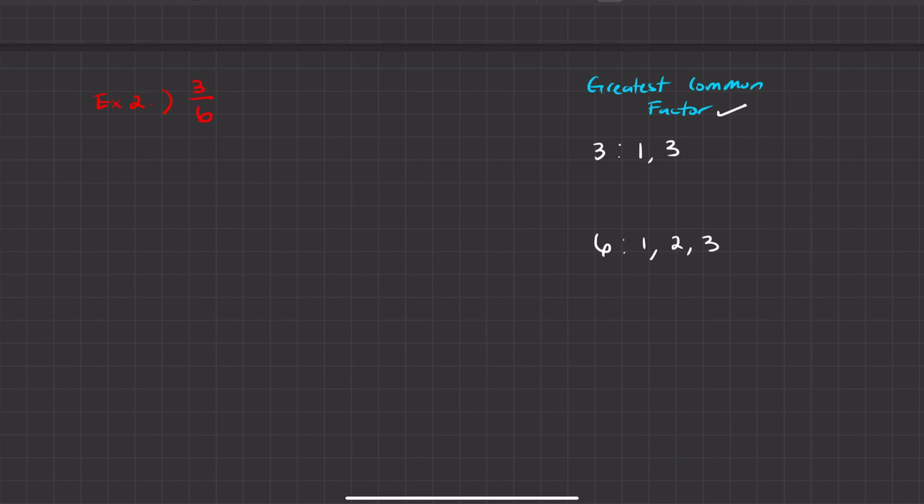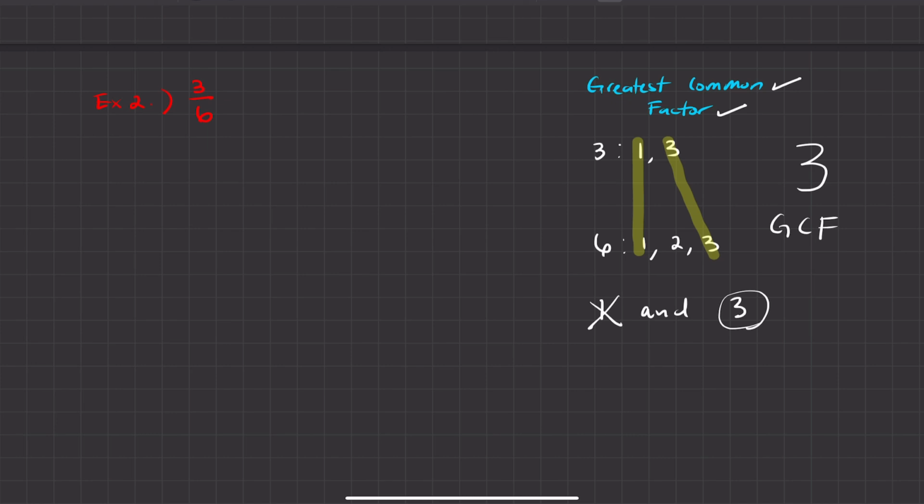Now I'm going to go ahead and take a look at my common factors. So I can see that they both carry a 1, and they both share a 3. So I'm going to write 1 and 3. So what is the greatest common factor? What's the largest number in this case? It's not 1. It's going to be 3. 3 is obviously greater than 1. So the GCF is 3.